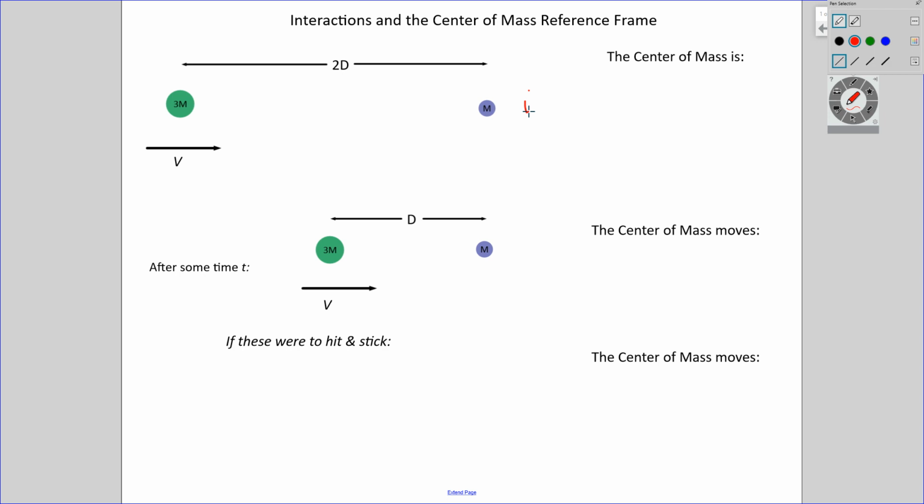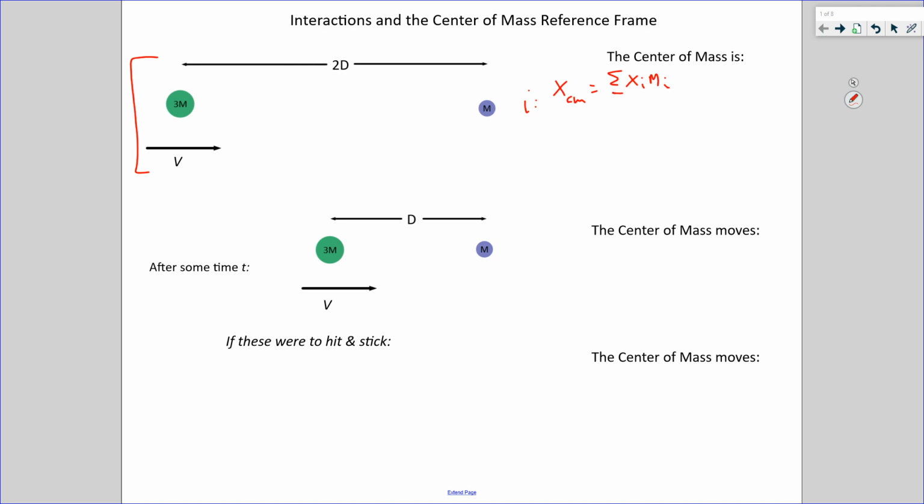All right, initially we have these two masses a distance 2d apart. Mass 3m is moving at speed v to the right. Mass little m is stationary. By definition, the position of the center of mass is the sum of all the position and mass products divided by the sum of all the masses. So we have to define where we're measuring from, and let's measure from here.